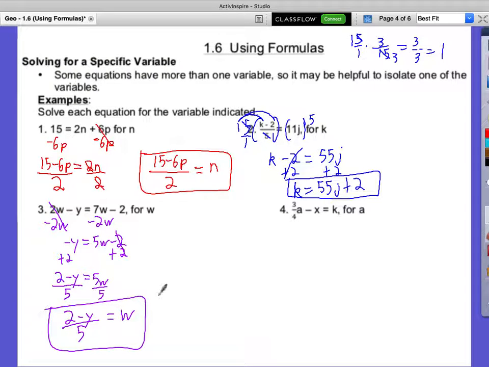Now, if you have it written like I said, there is another way we could write it with the negative y and the 2 switched around. So you could also have negative y plus 2 over 5 equals w. It's not that one of those is more correct than the other, they're just different, but they're also equivalent. They're also both equal to each other.